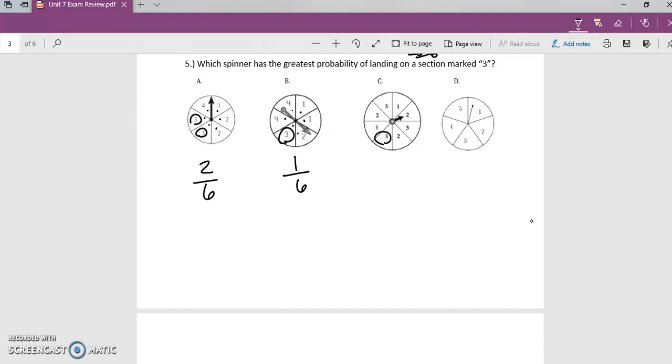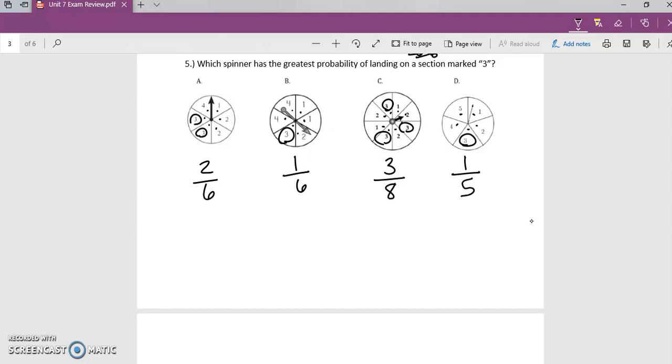On this one, I have 1, 2, and 3. And then how many total spaces do I have? 1, 2, 3, 4, 5, 6, 7, 8. So 3 out of 8. On this one, I have a 1 out of how many total? 1, 2, 3, 4, 5.